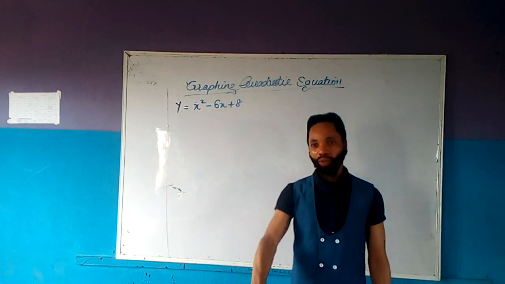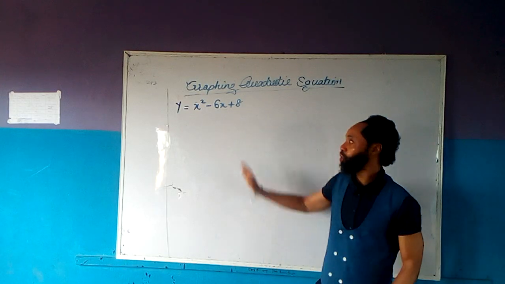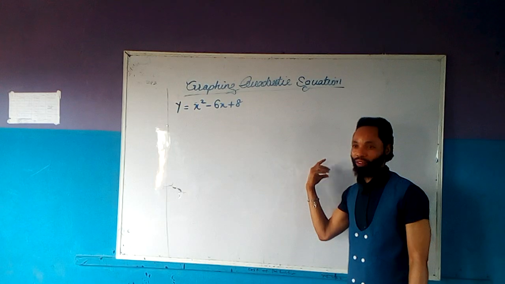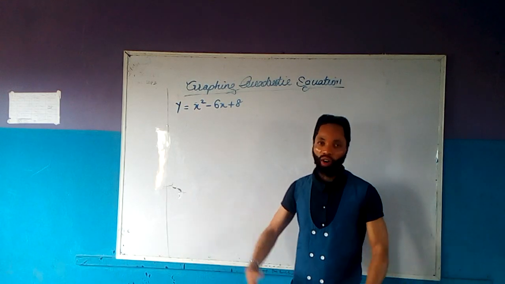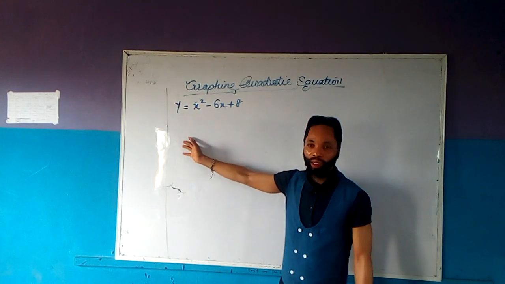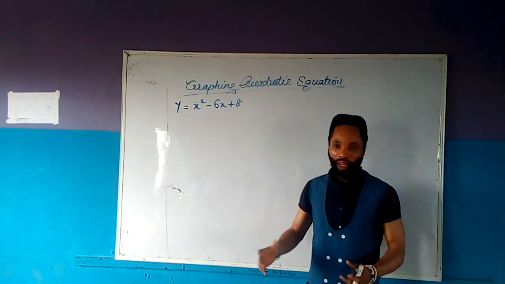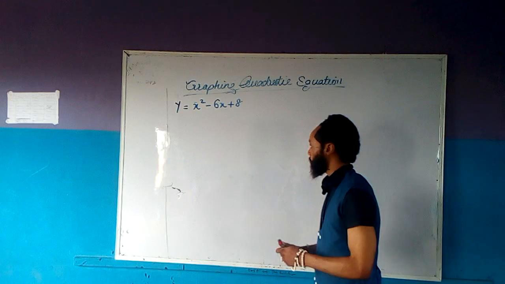Now this is what you want to do. There are two ways. You can convert this to vertex form, then you get your vertex, and from there you build your points. Or you can use minus b over 2a to get your x coordinate. So we're going to look at the two.